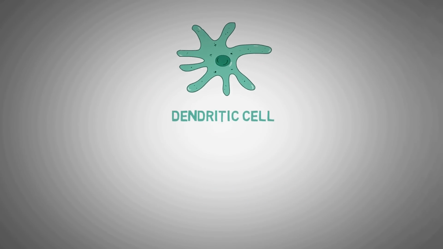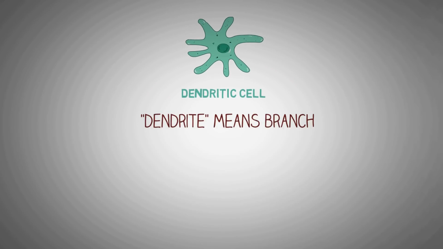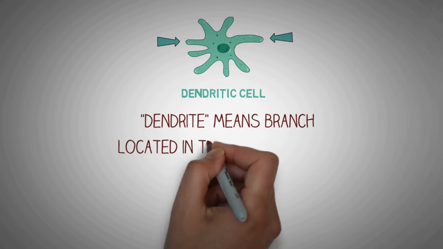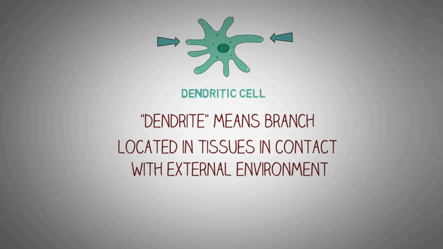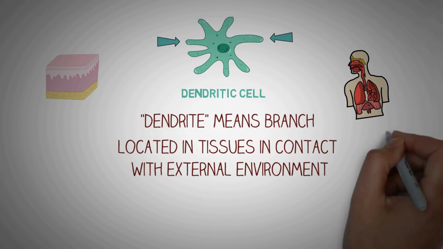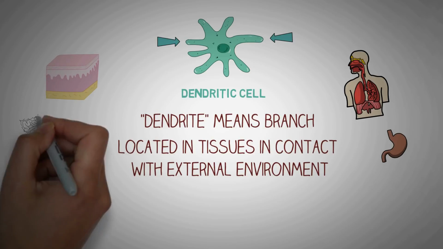Another type of innate immune cell that we have in our body is the dendritic cell. The word dendrite means branches, and these cells are known as dendritic cells because they have branch-like projections from these cells. Dendritic cells are present in those tissues that are in contact with the external environment, such as the skin and the inner lining of nose, lungs, stomach, and intestines.